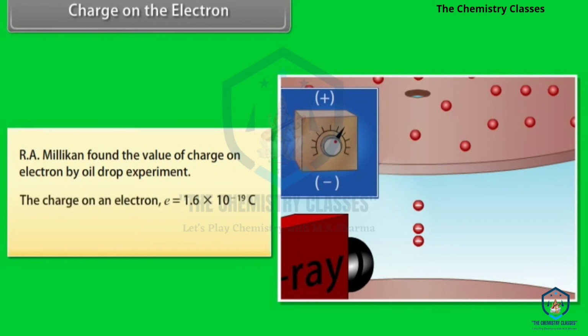Thus, the charge on an electron, e, is equal to 1.6 × 10^-19 coulomb. Mass of the electron, m_e, is equal to 9.31 × 10^-31 kilogram.